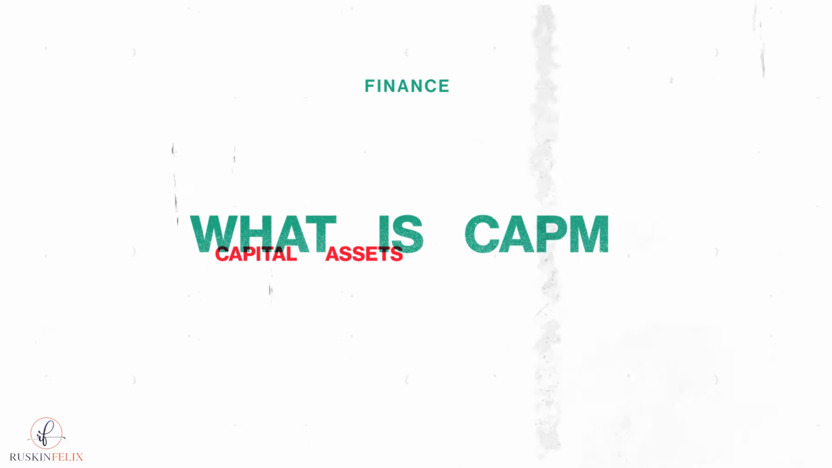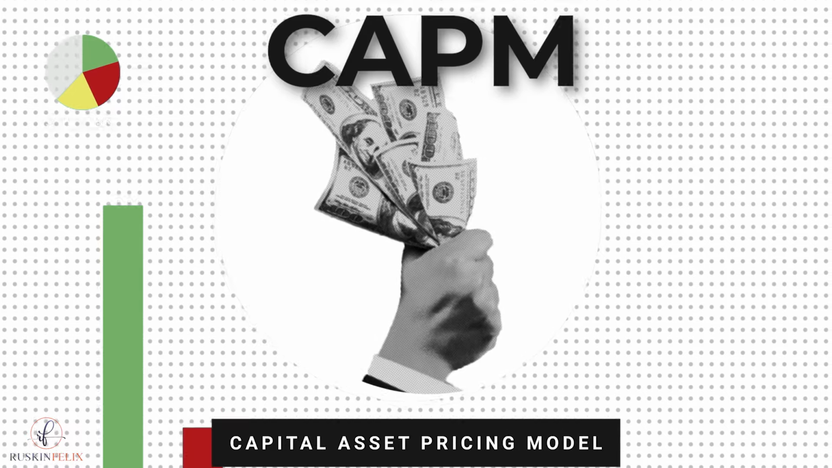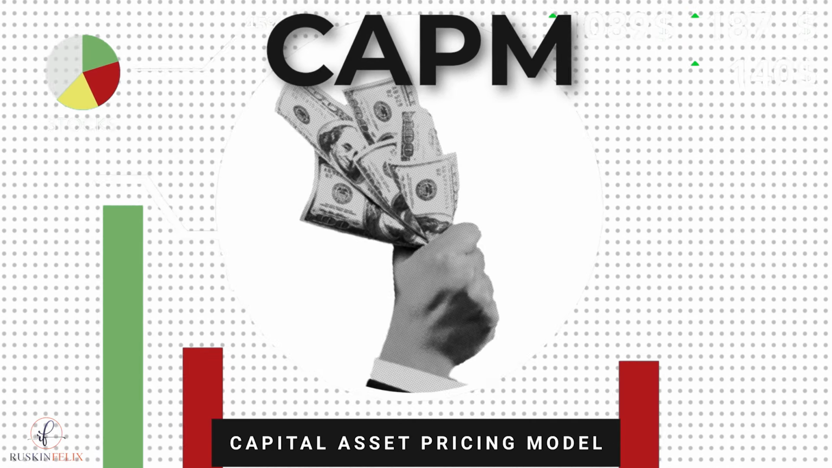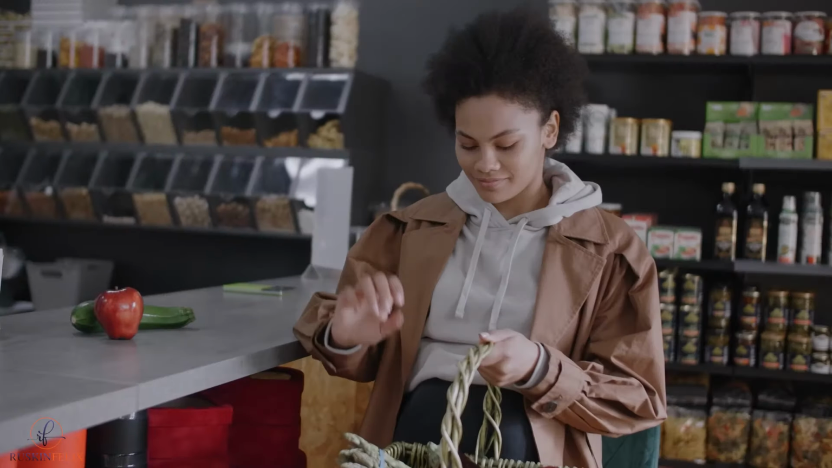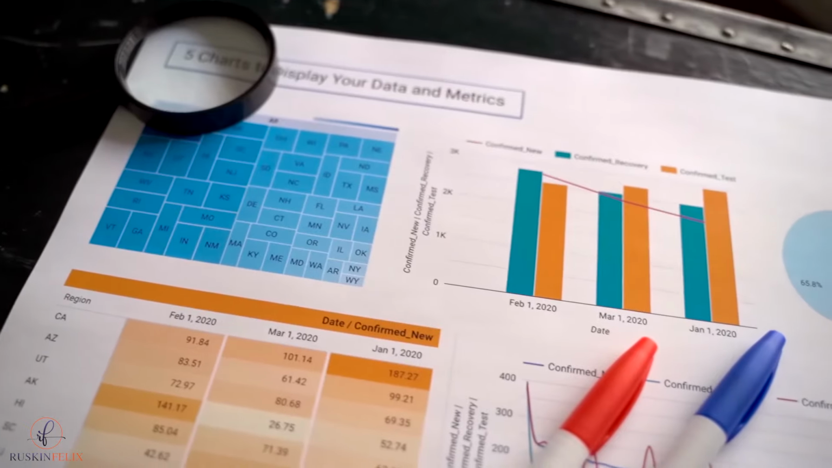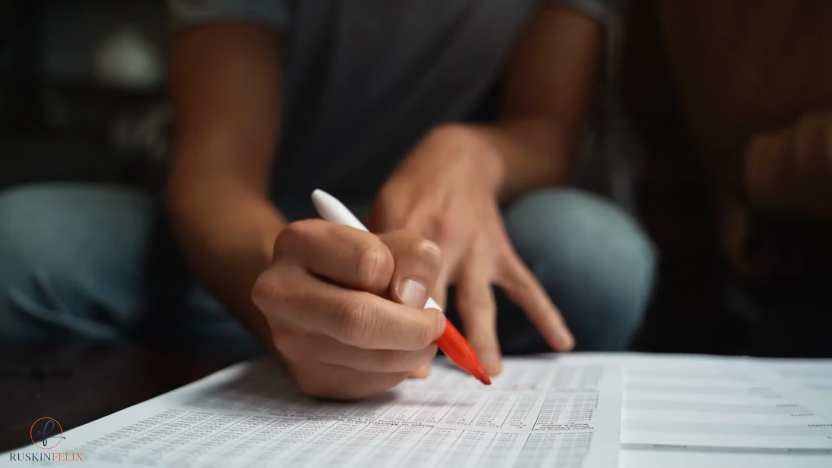What is CAPM? CAPM, which is the Capital Asset Pricing Model, stands out as a model used to determine a theoretically adequate required rate of return of an asset or a commodity, and then make decisions about adding them to a well-diversified portfolio. So it is actually a concept of finance.